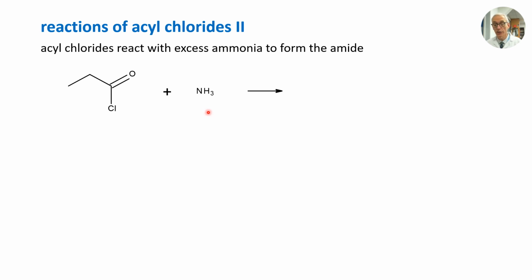Okay, so we're going to get a straight substitution, an elimination of the chlorine, and that's going to end up in hydrogen chloride. One of the hydrogens from here is going to end up here. So we've now got our amide. So here is our amide.